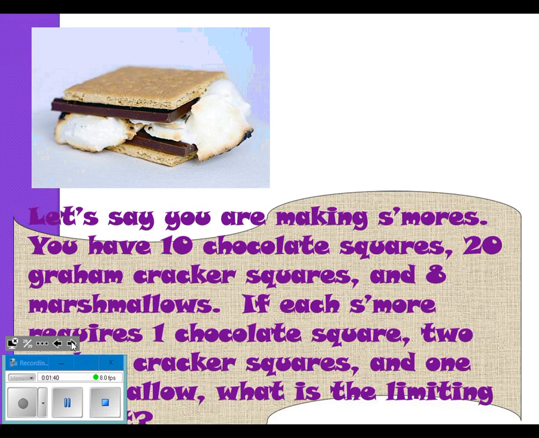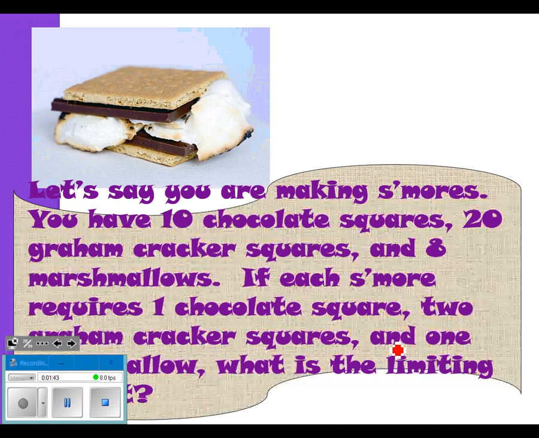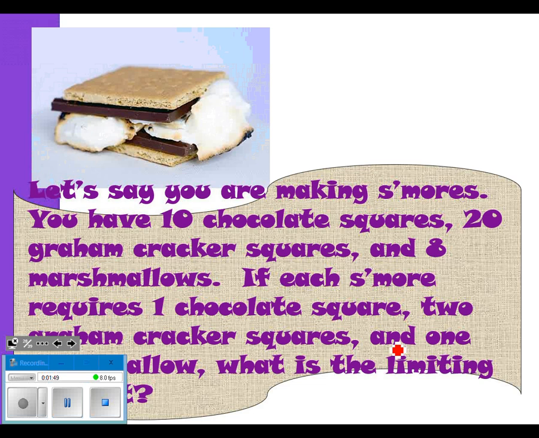Okay, I have an example here about s'mores. If we have 10 chocolate squares and 20 graham crackers and 8 marshmallows, and every s'more requires 1 chocolate square and 2 graham crackers and 1 marshmallow, what's the limiting reagent? Well, you have to think about what you are going to run out of first. You have enough chocolate squares to make 10, and you have enough graham crackers to make 10, but you only have 8 marshmallows. So once you use those 8 marshmallows, then you're done. So the marshmallows become the limiting reagent, and the excess reagents would be your chocolate squares and your graham crackers.